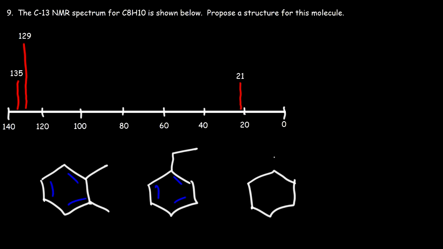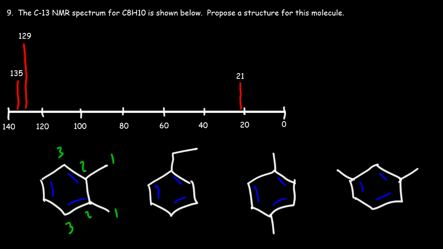Another possibility is paraxylene. And another one could be metaxylene. So these all have 8 carbons, 10 hydrogen atoms. Now let's count the number of signals. So this is going to be 1, 2, 3, and 4. So you can see the line of symmetry here. For the next one, this is going to be 1, 2, 3, 4, 5, 6.